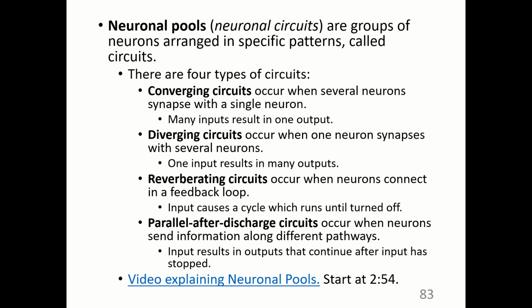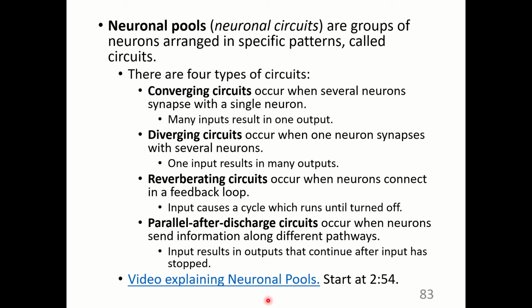Reverberating circuits occur when neurons connect in a feedback loop, and an input causes a cycle which will run until it's turned off. And that helps you to continue to beat your heart and breathe without thinking about it or taking unnecessary energy. And then parallel after discharge circuits occur when neurons send information along different pathways. Input results in outputs that continue after the input has stopped.